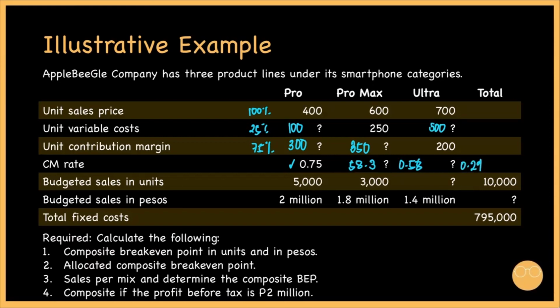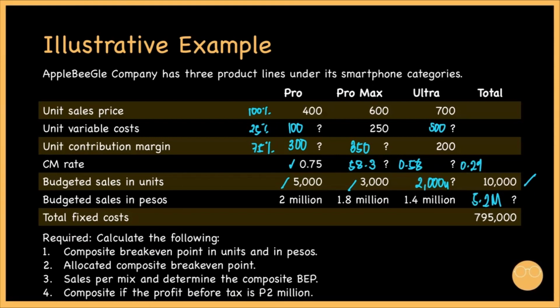29%. Then for the budgeted sales in units, we have a total of 10,000 here. Then for the Pro lineup, we have 5,000. Then for the Pro Max, we have 3,000. Therefore, 10,000 less 5,000 less 3,000, we will have budgeted sales in units for the Ultra lineup amounting to 2,000 units. Then for the budgeted sales in peso, we sum it all, 2 million plus 1.8 million plus 1.4 million, that will be 5.2 million pesos. Then for the total fixed cost, since we are talking about cost volume profit, this is constant, amounting to 795 pesos.